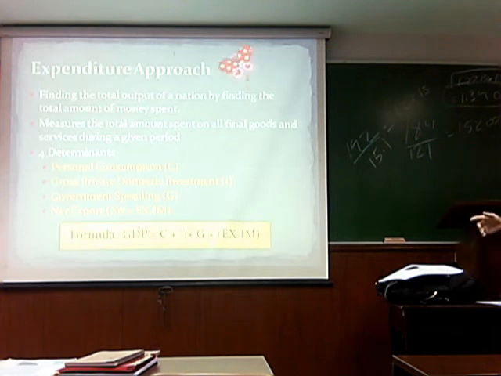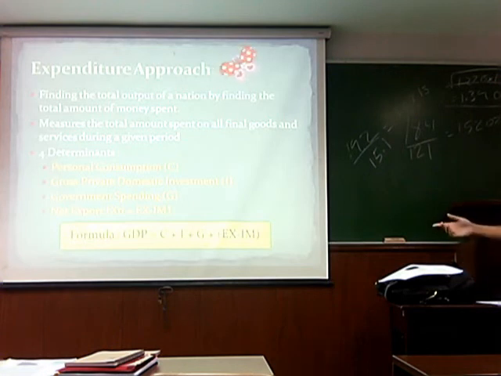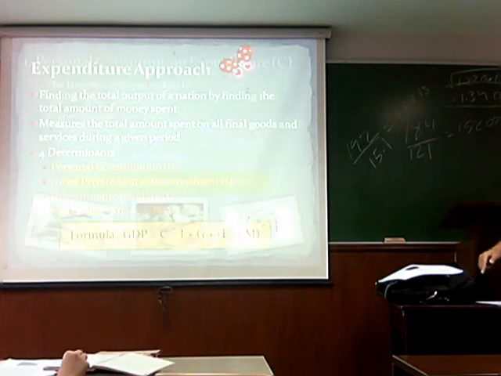This is acceptable because the total value of the output is equal to the total amount of money spent on goods. There are four determinants, which are personal consumption, private domestic investment, government spending, and net exports. To get GDP, we simply add them all together.